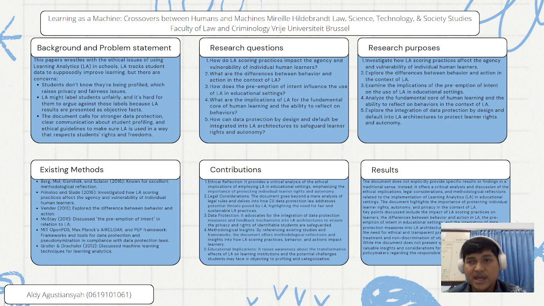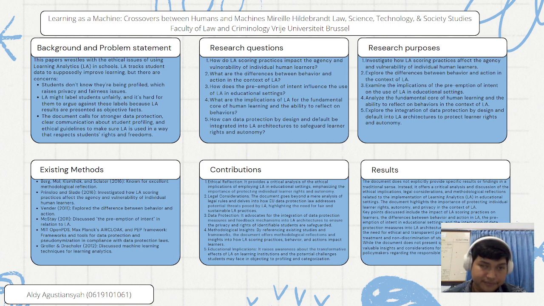Research purposes. Investigate how LA scoring practices affect the agency and vulnerability of individual human learners. Explore the difference between behavior and action in context of LA. Examine the implication of the preemption of intent on the use of LA in educational settings.